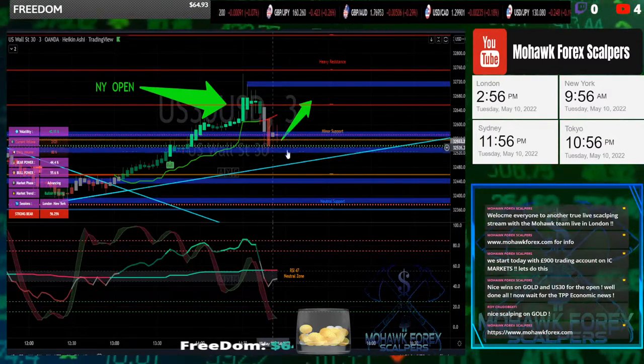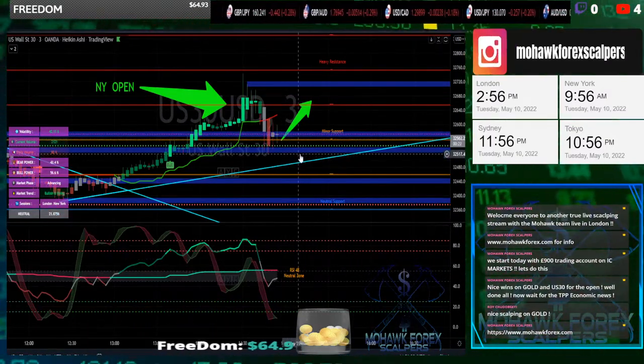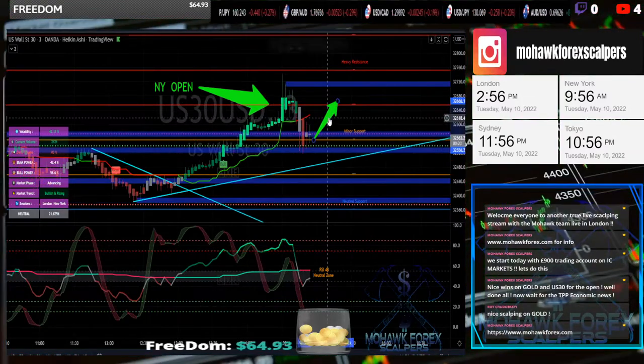Wait. The US 30, look at that, in a holding pattern. Is it going to push up for a buy? Is it going to drop down again?